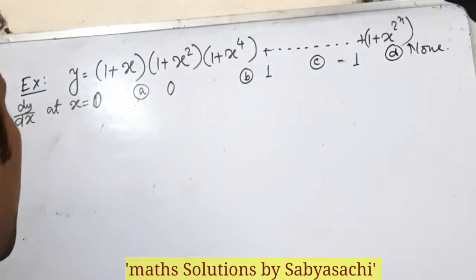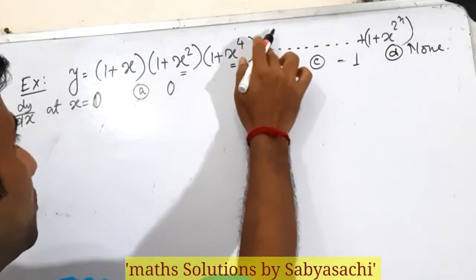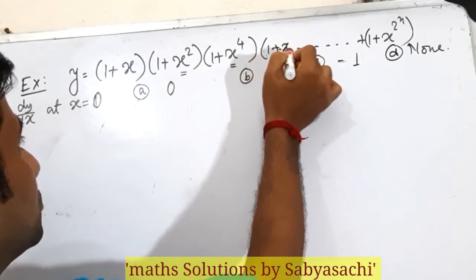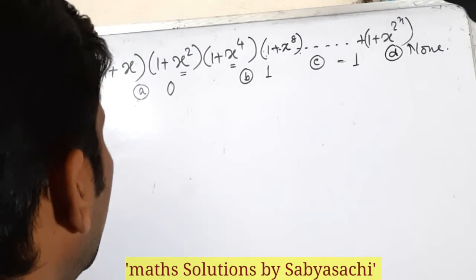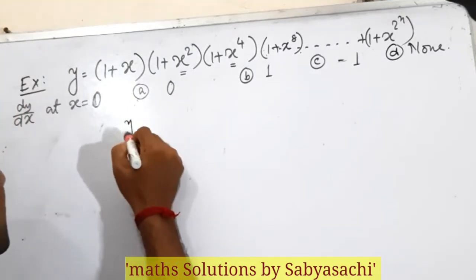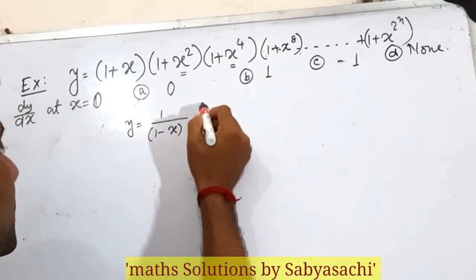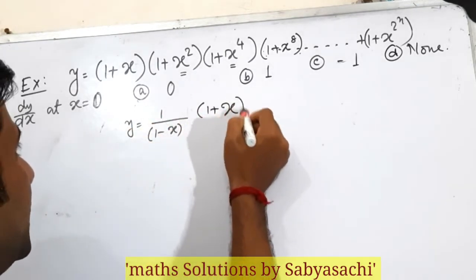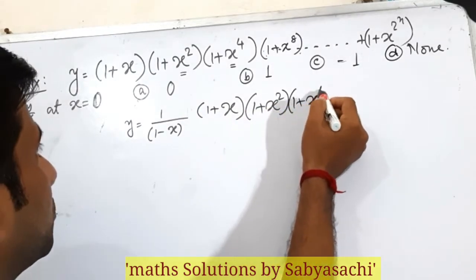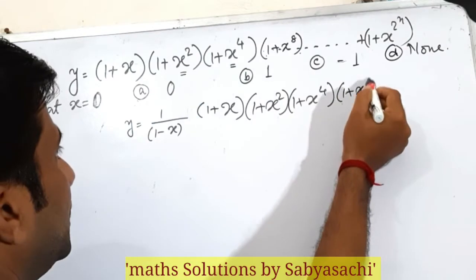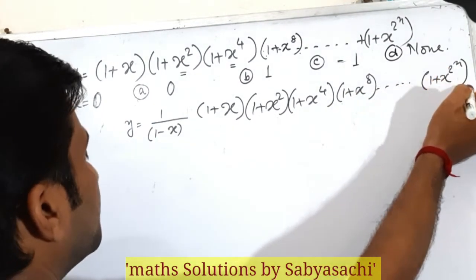So what do we do from here? You know that this is x square, this is x to the power 4, this is x to the power 8. That means these are all even terms. Now multiplying both sides by 1 minus x, we get (1 minus x)(1 plus x)(1 plus x square)(1 plus x to the power 4)(1 plus x to the power 8) and so on up to (1 plus x to the power 2 to the power n).